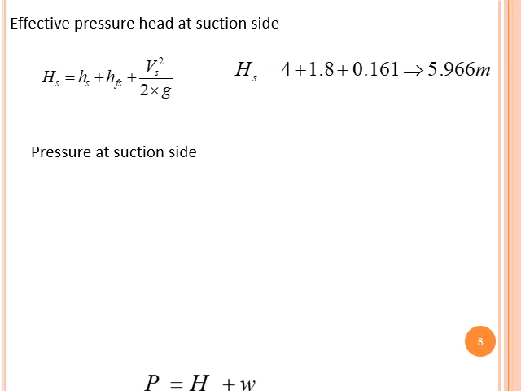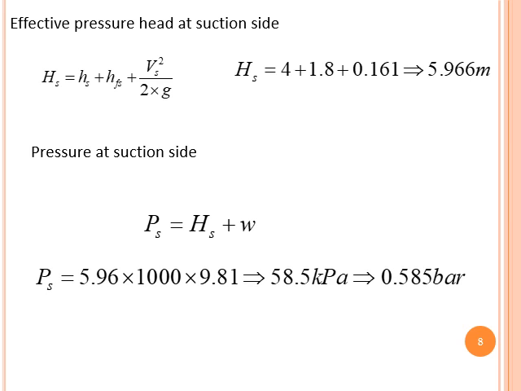The pressure at the suction side, Ps, is equal to Hs times the specific weight, that is Ps is equal to 5.96 into density rho 1000 into g 9.81, and the pressure at the suction pipe is 58.5 kilopascal, that is 0.585 bar. So this is the solution for the centrifugal pump.